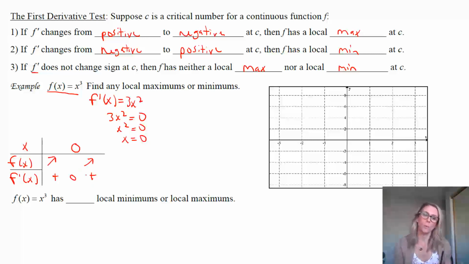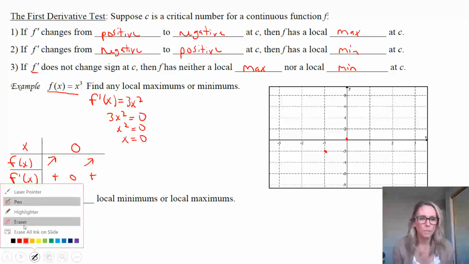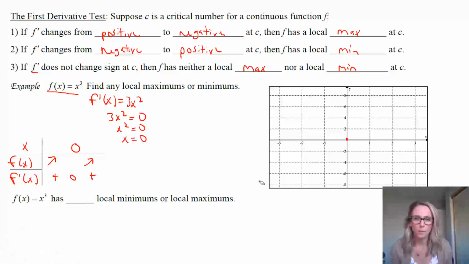So again, the point here is that you might have a place where your derivative is 0, but that doesn't mean you necessarily have a local max or a local min there. You still have to test it to show, in this case, that the function is actually always increasing. I have a slightly different scale on it, so let me fix that a little bit.